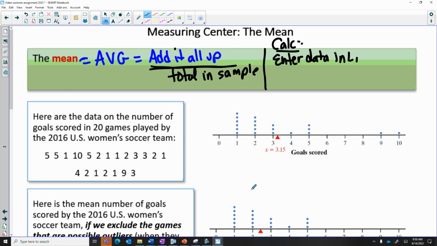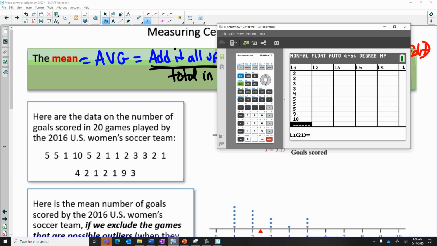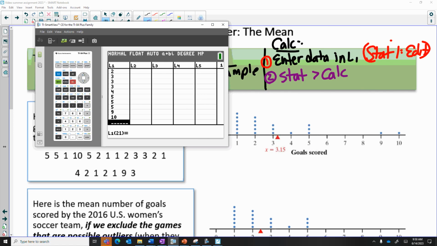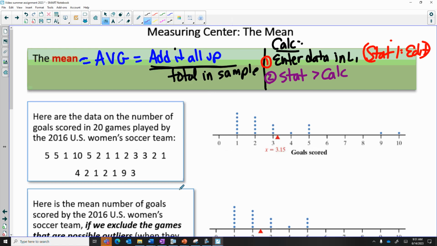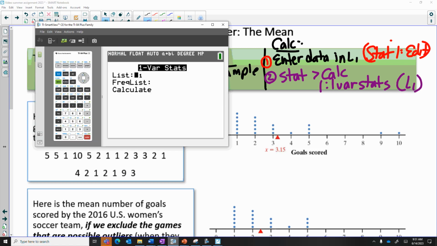What I would do now is press Stat. Just so you know, I pressed Stat Edit first, and I entered my data into L1. Now you're going to press Stat, go over to the right to where it says Calc, and choose number 1, 1-Var Stats. You want to make sure it says L1 for the list and nothing in the frequency list, because I don't have anything in L2. And now I'm going to hit Calculate, boom.